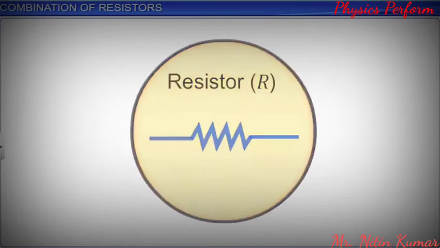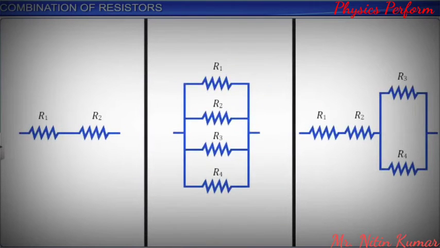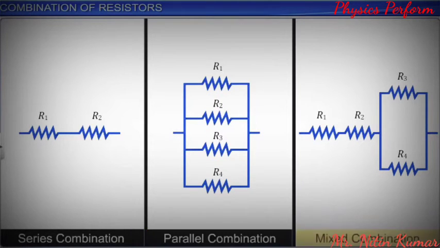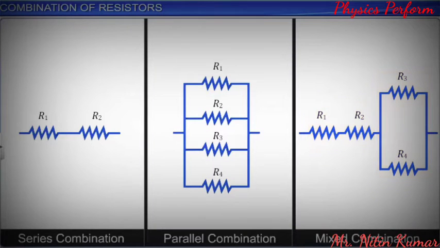Resistors are one of the important components in a circuit. Resistors are joined together to form various types of combinations to obtain the required resistance in the following three ways. 1. Series combination. 2. Parallel combination. And 3. Mixed combination made up of both series as well as parallel combinations of resistors.